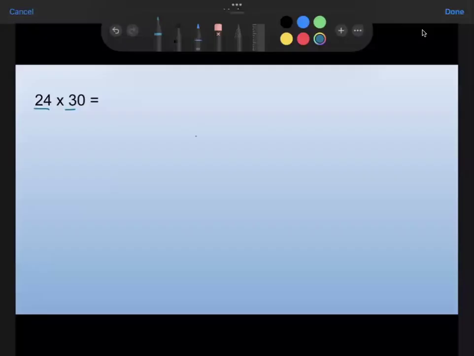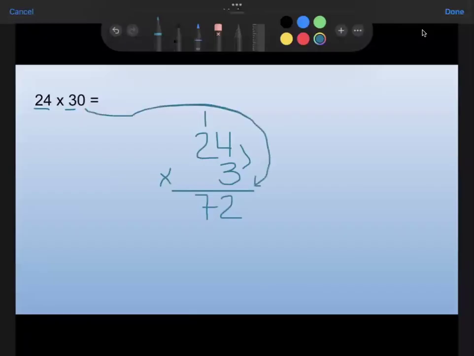So I'm going to go ahead and multiply 24 and 3 together. 4 times 3 is 12, so I'd put 2 here and 1 up here. 2 times 3 is 6, plus the 1 is 7. So that gives me 72. Now I just have to take this 0 that was at the end of the 3 and add it back to the end. So that would be 720.